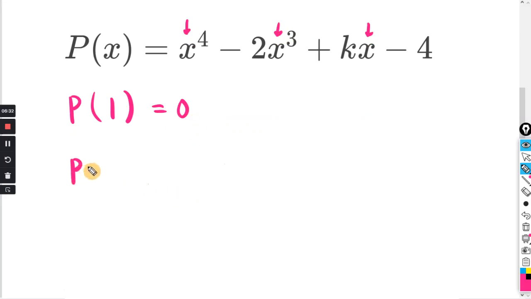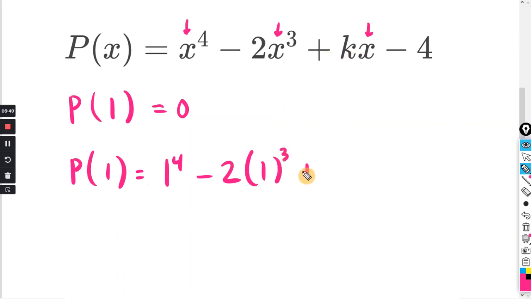When we do P of 1, that's going to be 1 to the 4th minus 2 times 1 to the 3rd plus k times 1 minus 4. And when you plug in 1, we said that you get 0. So this whole thing is going to equal 0.